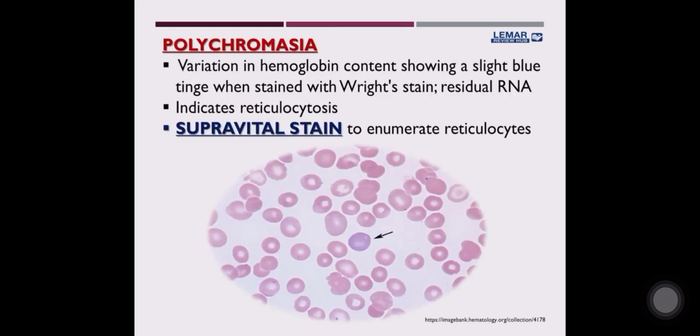Polychromasia, these are red cells with blue-gray pink cytoplasm. Polychromasia on a Wright stain smear is an indication of reticulocytosis. But take note, where do we enumerate retics? In a supravital stain, for example, the new methylene blue stain. The retics are elevated in conditions where the marrow responds to anemia, for example, in hemolytic anemia and hemorrhagic anemia.